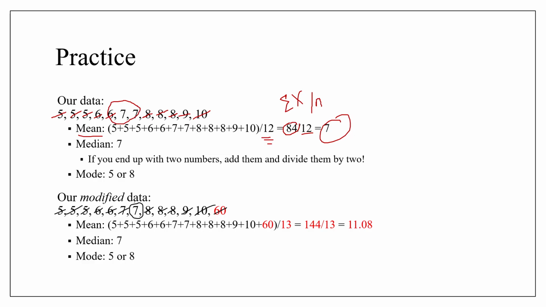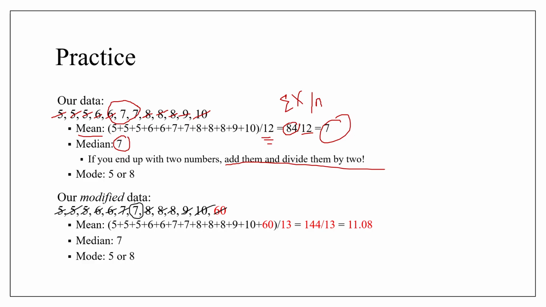When you have something happening like this, you have to add them and divide them by 2 so that you can get the median. In this case, because both of them are 7, 7 plus 7 is going to be 14. 14 divided by 2 is going to be 7. So the median is going to be 7.